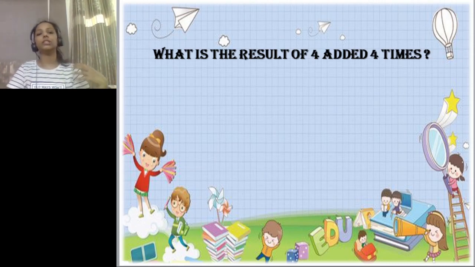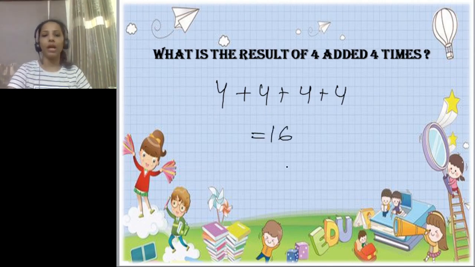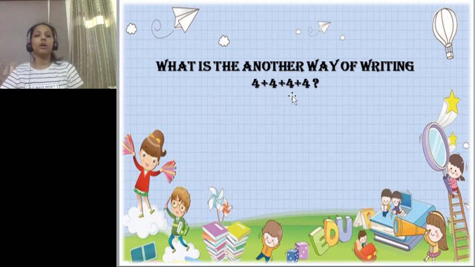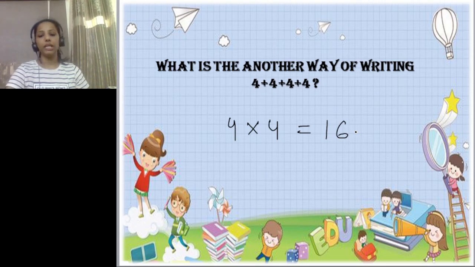Okay, first just think about what will be the result of 4 added 4 times. Like if we add 4 four times, then what will be the result? Result will be 16. And what is another way of writing 4 plus 4 plus 4 plus 4? It is 4 into 4. That is also 16. Okay.